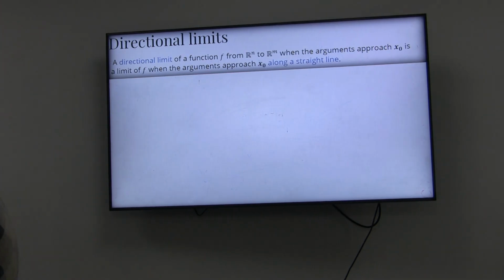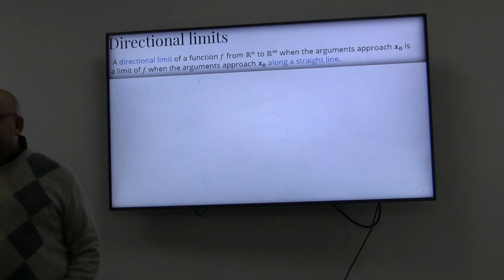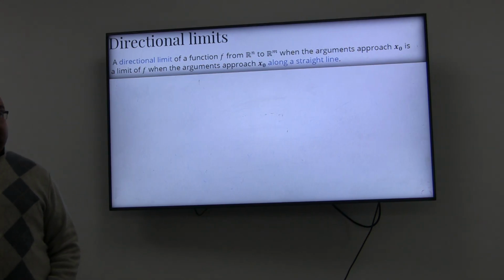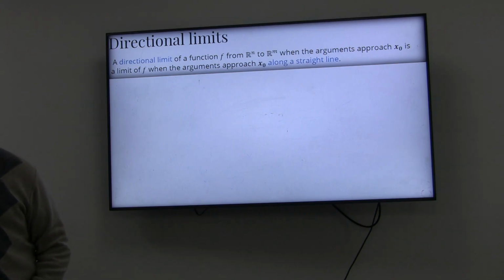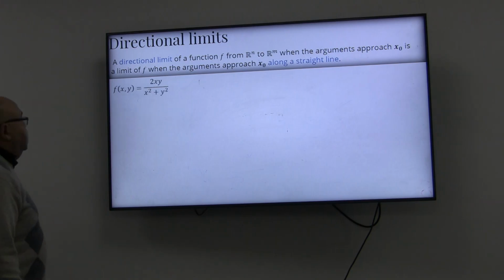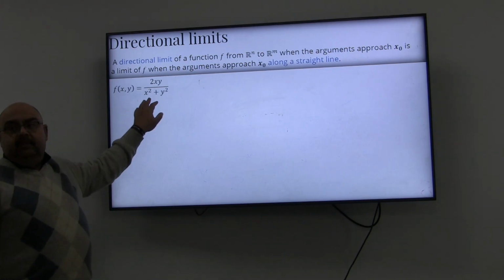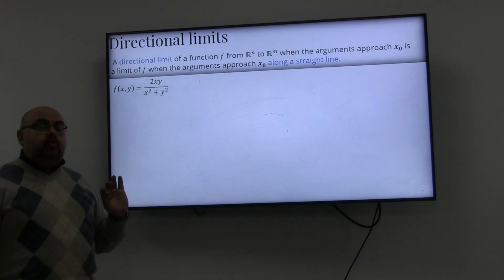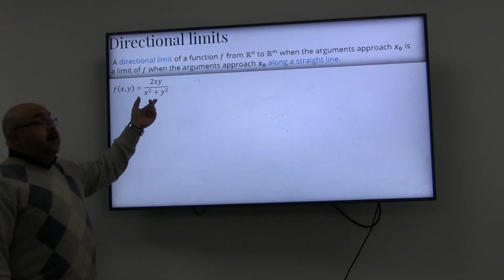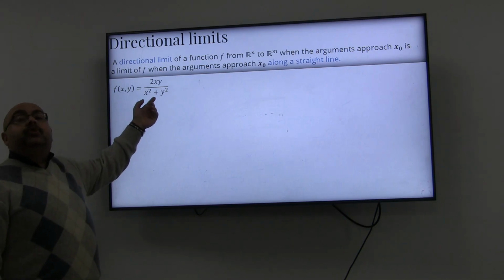The first method is called the directional limits, in which I will try to evaluate the value of the limit using various paths, meaning various lines, and I will see what happens, either lines or curves or whatever. So let's do it step by step. Let's take this example, this proper example. I need to get the limit of this function as (x, y) tends to the origin.